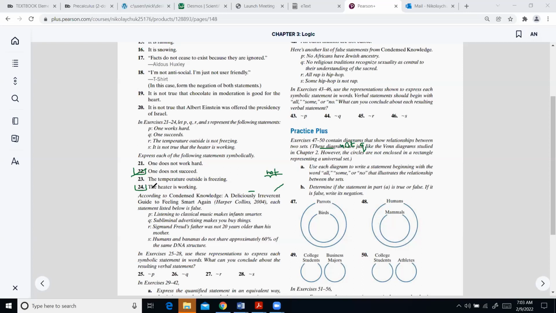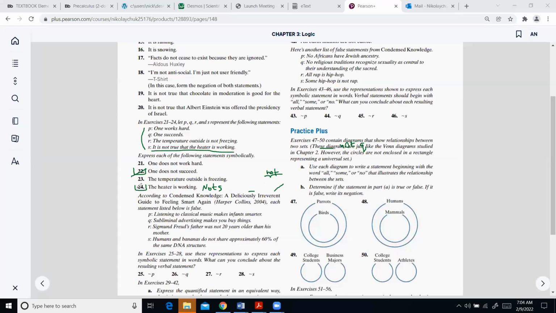So it says heater is working. So it looks like we should compare this statement with one of these four, and looks like there is one that deals with a heater. It's part S, the fourth statement here. But this statement negates the fact that heater is working. So I just need to say not S.